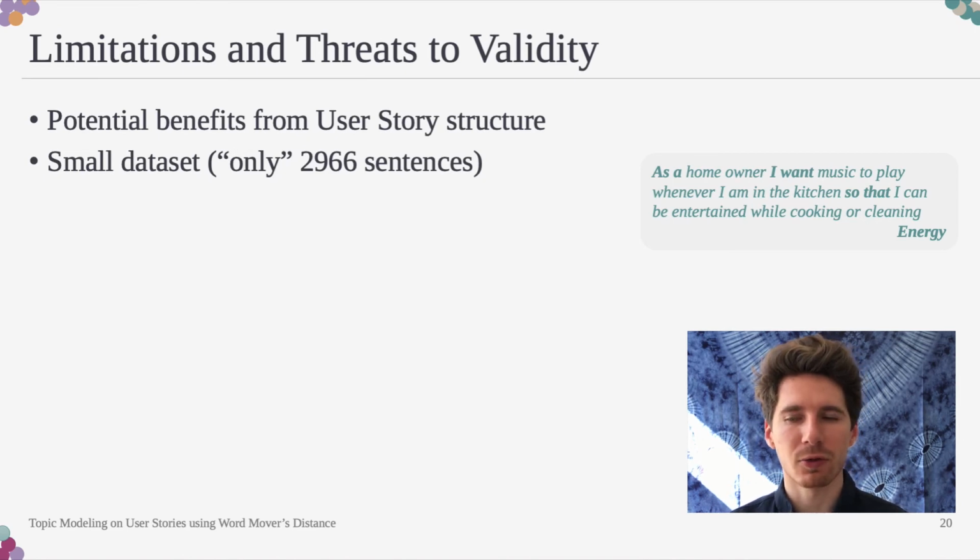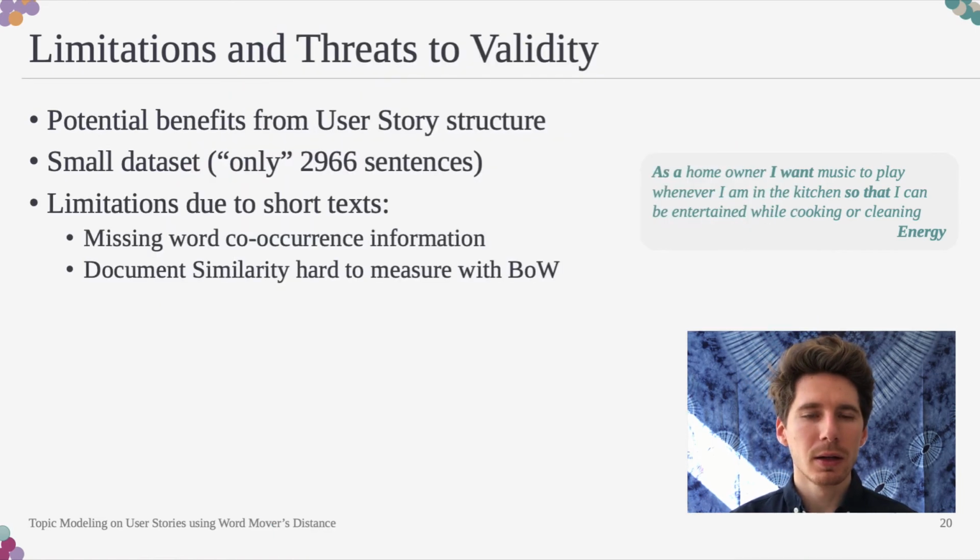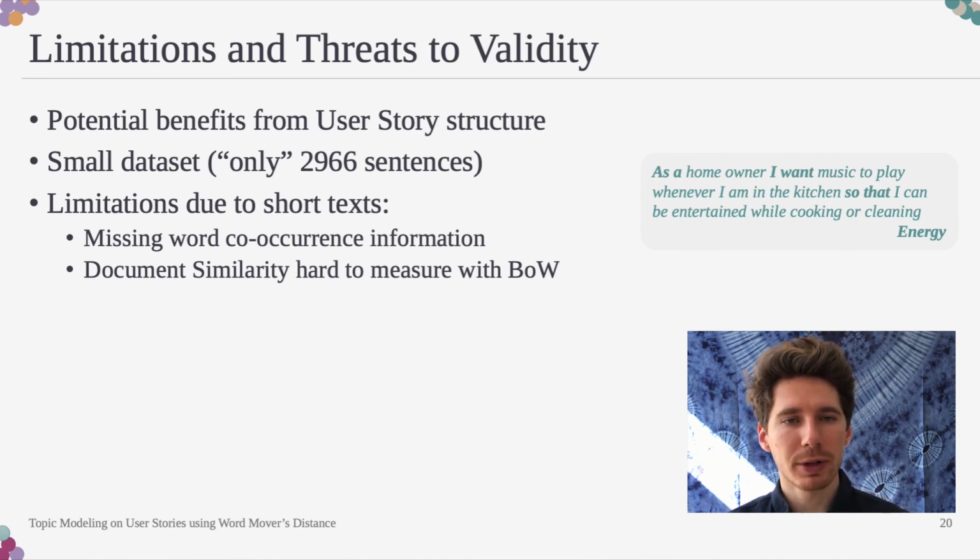Also, the dataset is relatively small when it comes to automatic topic modeling. Relatively small because if we compare our dataset to the Google News dataset, which is 2000 times the size of our dataset, we can easily see that we've got a relatively small dataset when it comes to the field of machine learning. Finally, because of the short text, we've got some other limitations. We've missed some word co-occurrence information, and also the document similarity is hard to measure with bag of words.